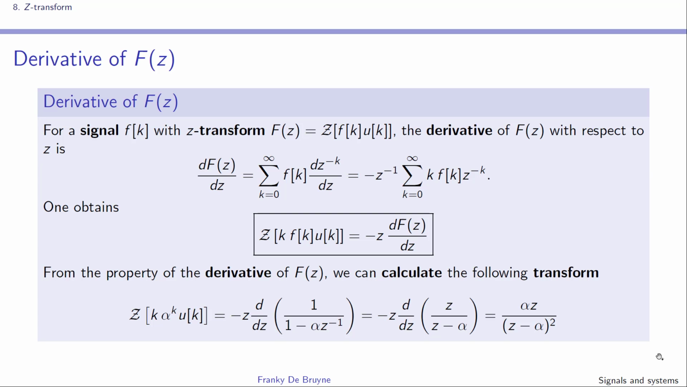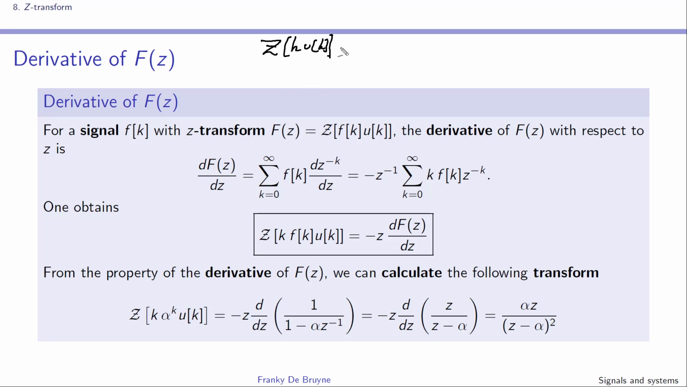Well, in our exercise, we need the z transform of k u of k. It's not precisely the same expression here, because in the exercise we do not use the index k, but we use the index n, but that is of course of no importance.